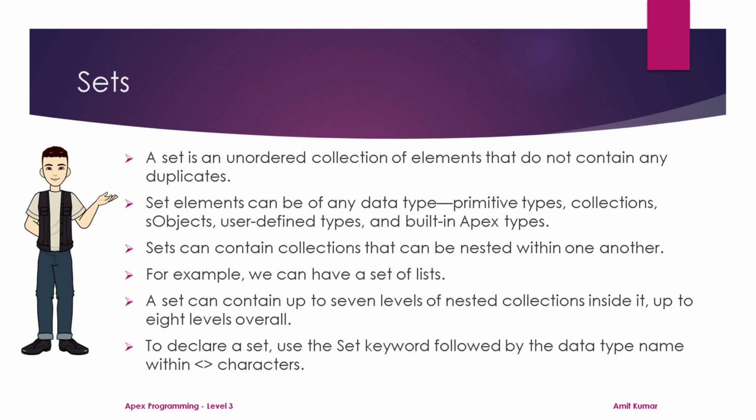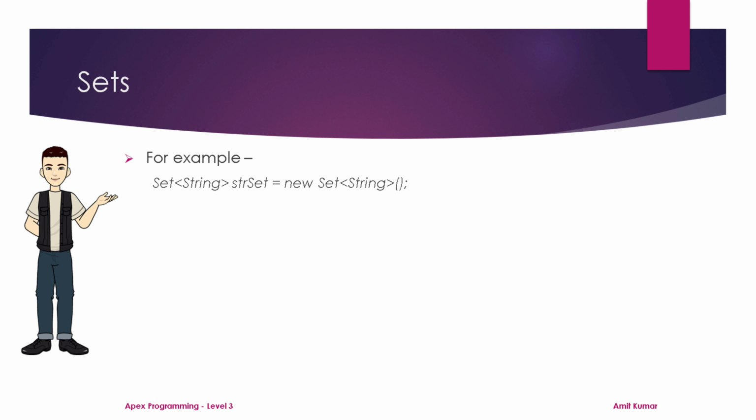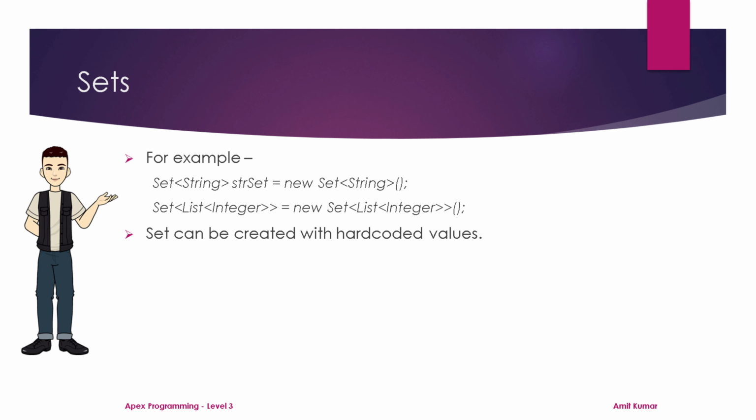To declare a set, use the set keyword followed by the data type name within these angular brackets. For example, we can declare set of string, set of list of integer like this. A set can be created with hard-coded values just like a list, and here we won't specify the parentheses and we will use the curly braces to insert values in the set.